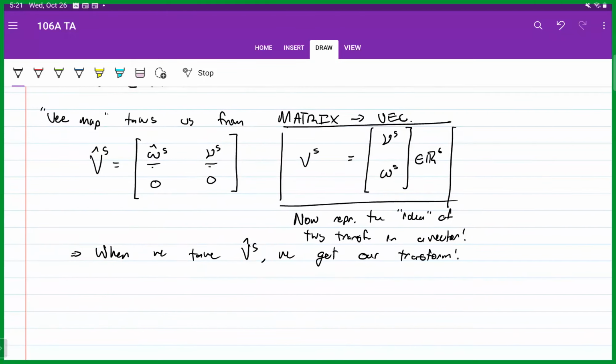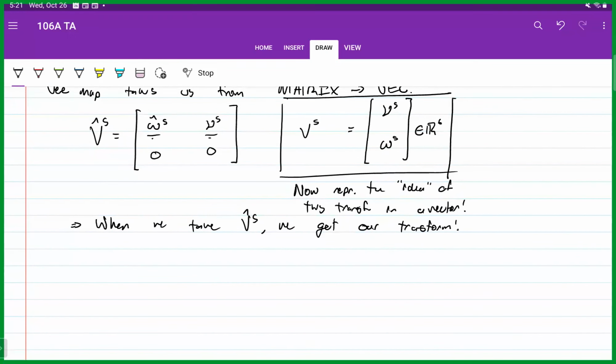Cool. All right. So this was our spatial velocity, and we know that it returns velocities in the spatial frame.